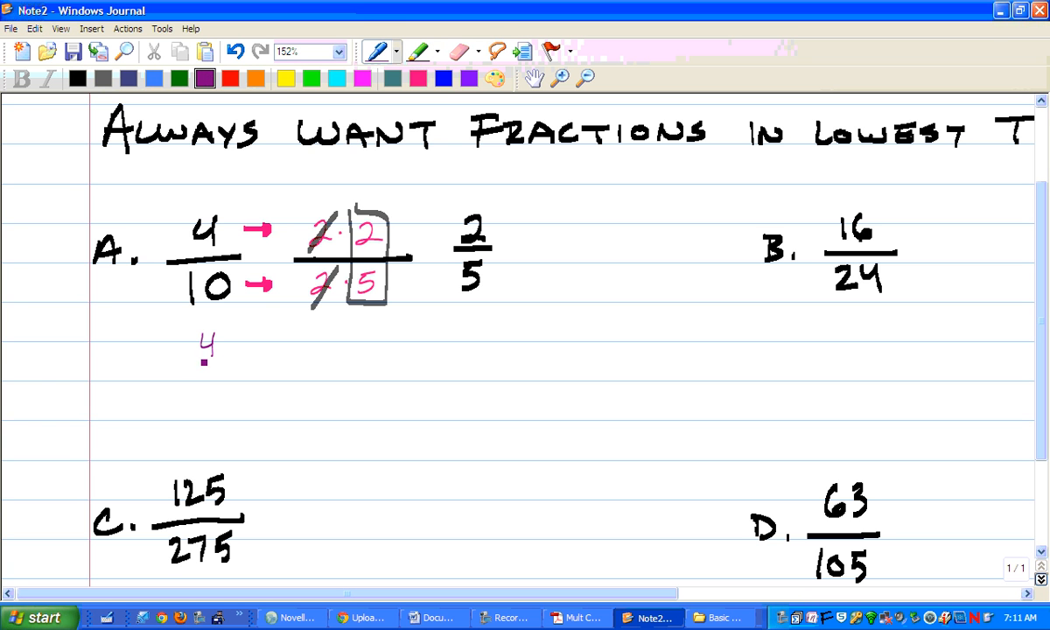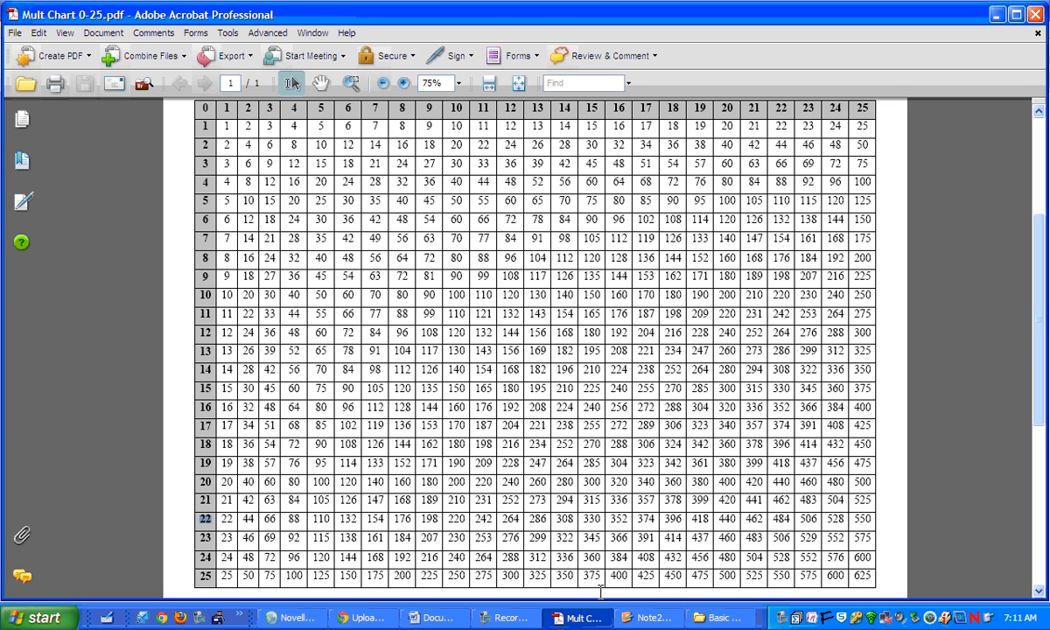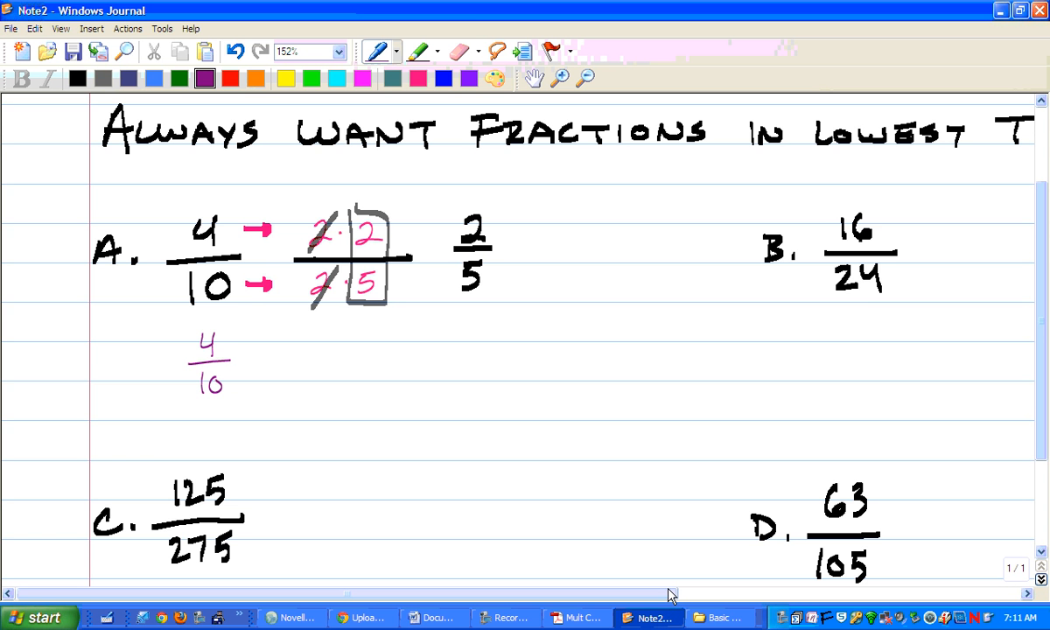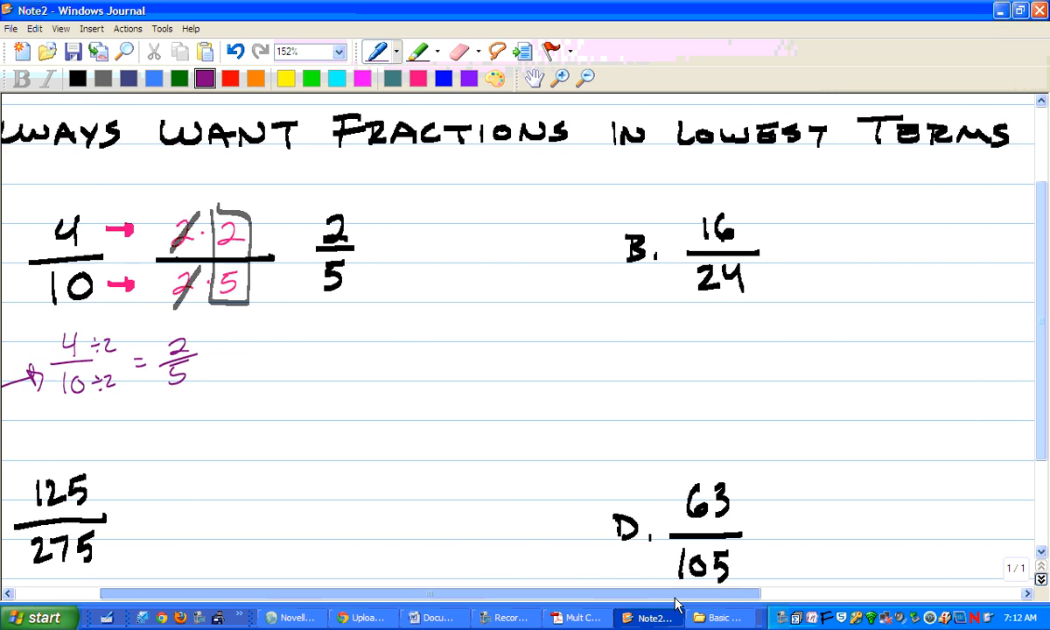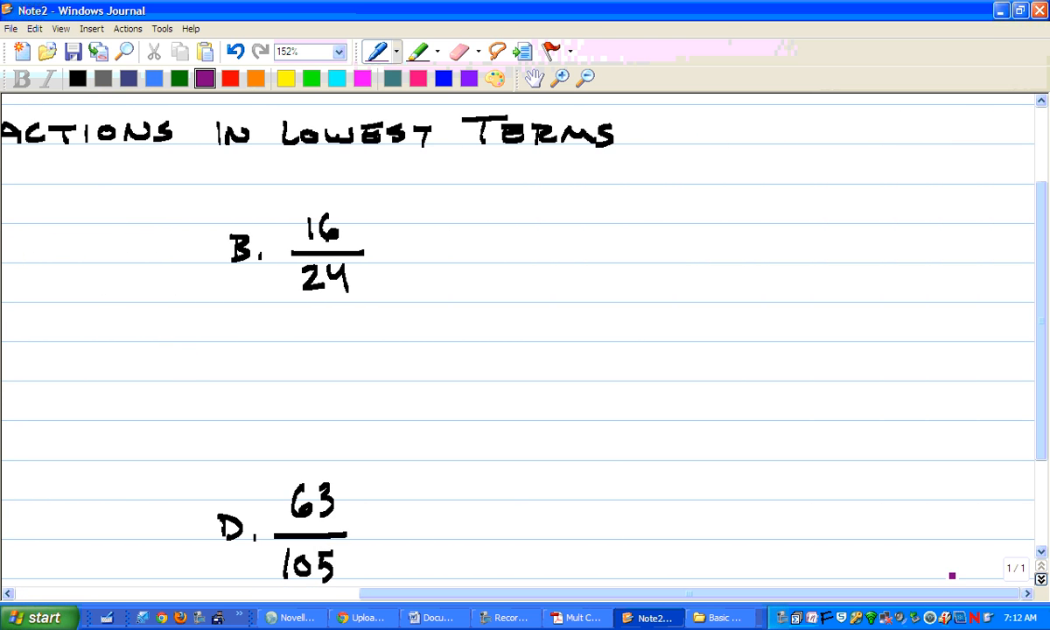Okay? Another way that you might see this done, and probably the way that we're going to do it most of the time, is to know that, hey, both 4 and 10 are even numbers, okay? Looking at a multiplication chart, I can see that 2 goes into both 4 and 10. So I'm going to divide the top by 2 and the bottom by 2. And that's how we get 2/5. This is how we're going to do it, okay? But the prime factorization kind of helps you see how those numbers are broken down.